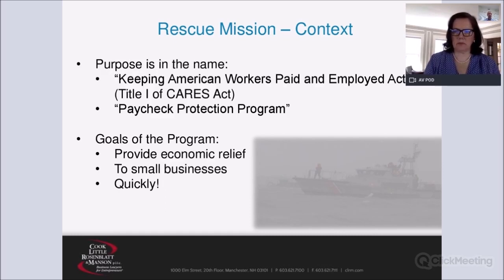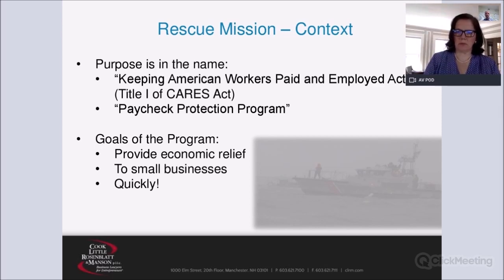And that really was one of the third goals of the program: to try to get this done quickly. While it was done relatively quickly based on the amount of money that went out the door, it had to be done in two stages, as you're probably aware. The initial amount of the program was $349 billion. That was swallowed up within the course of a couple of weeks. There were 1.7 million loans made with the first amount of the PPP money. Average loan amount was about $200,000.